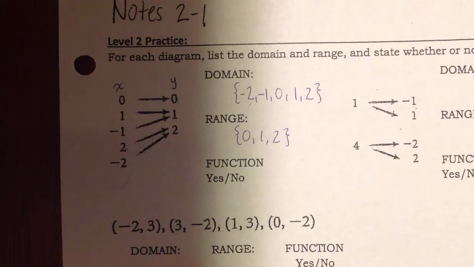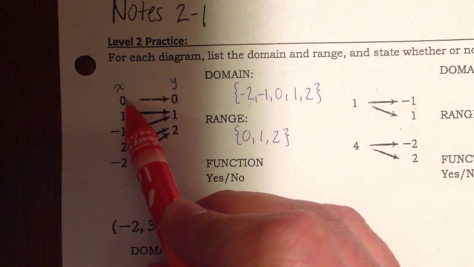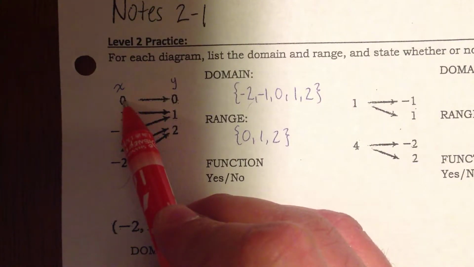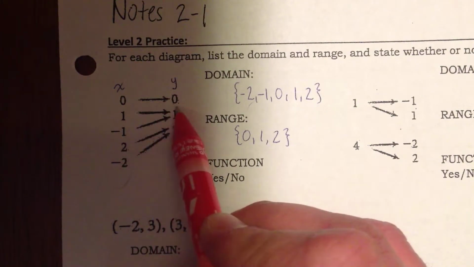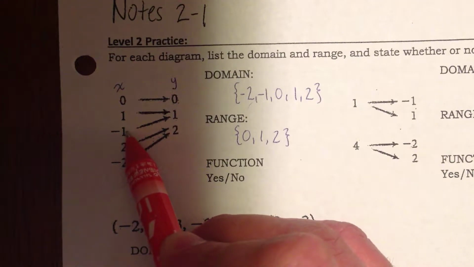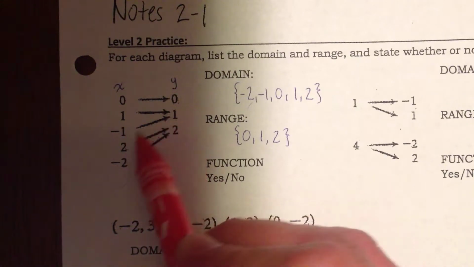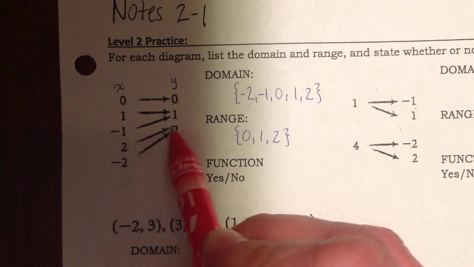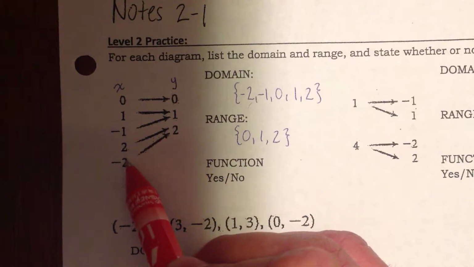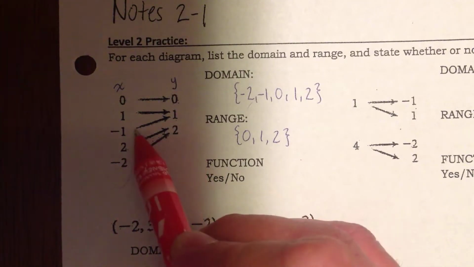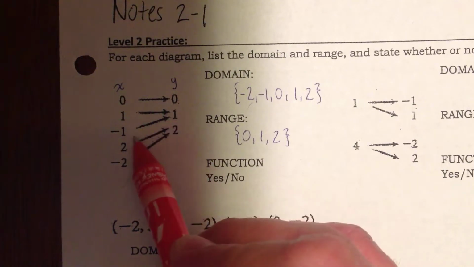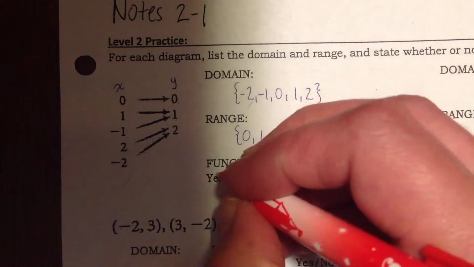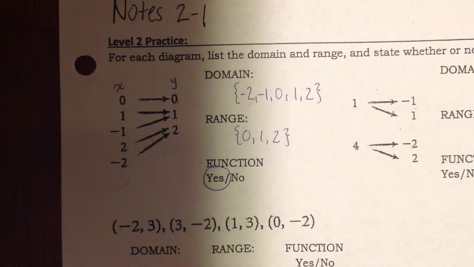Now the question you have to ask to determine whether it's a function or not is, does each input only have one output? So this input of 0 only has one output of 0. The input of 1 has one output of 1. The input of -1 has one output of 1. The input of 2 has one output of 2. The input of -2 has one output of 2. Now even though these inputs share an output, each input only has one arrow coming out of it. So the answer is yes, it's a function.